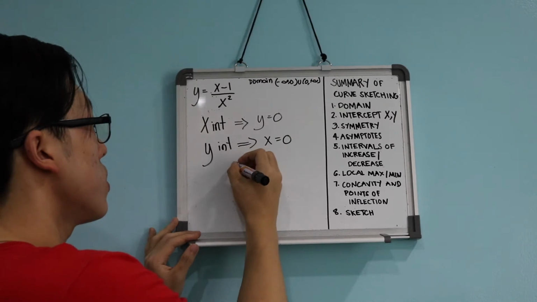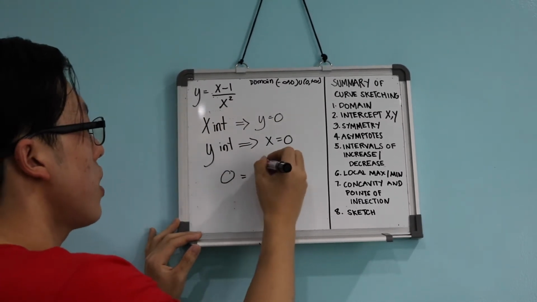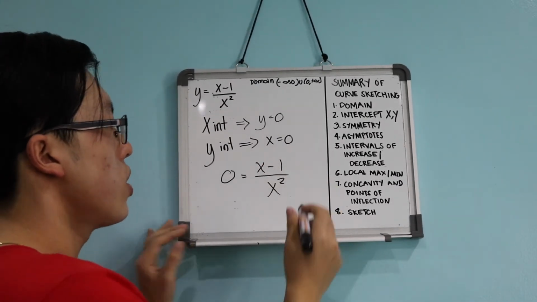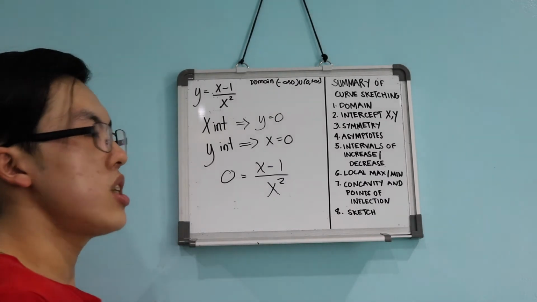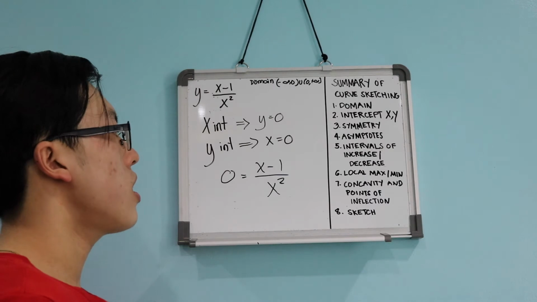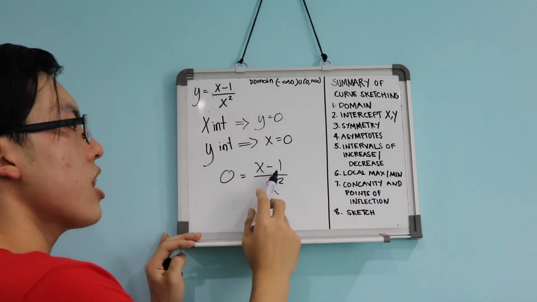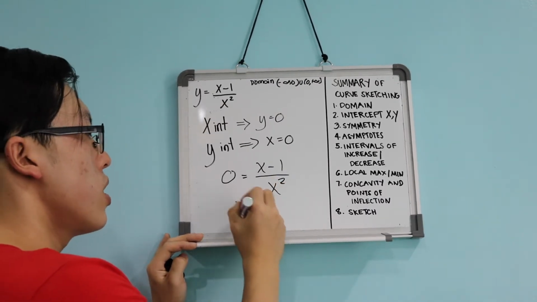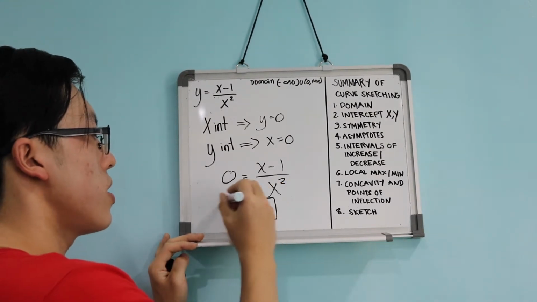And to get the x-intercept, we need to equate y to 0. So from this function, 0 is equal to x minus 1 over x squared. To make a fraction 0, we need to make the numerator 0. So the value that makes x minus 1 equal to 0 is positive 1. So we have the x-intercept 1.